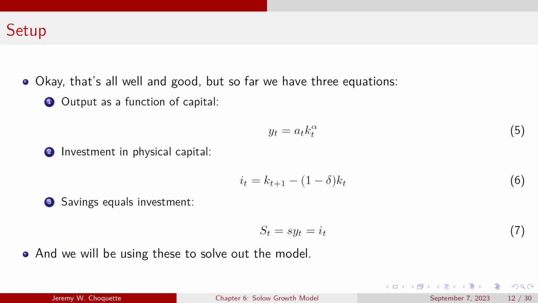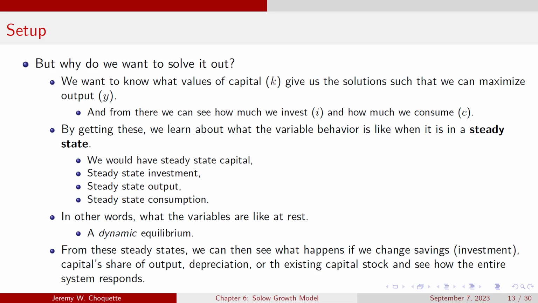Okay, cool. So we've actually seen 3 useful equations already: equations 5, 6, and 7. We've got output as a function of capital, and per capita output as a function of per capita capital. I have investment in physical capital, which explains the flow in capital over time. And then I've got the fact that savings equals investment. I'm going to be using these to solve out the model, mostly. There's still one more equation that we need to see.